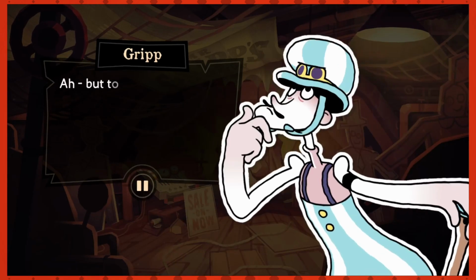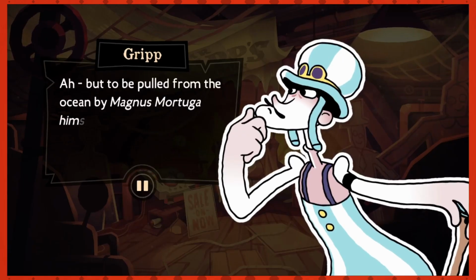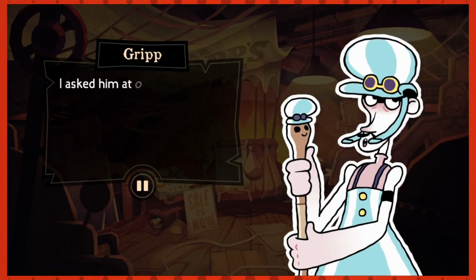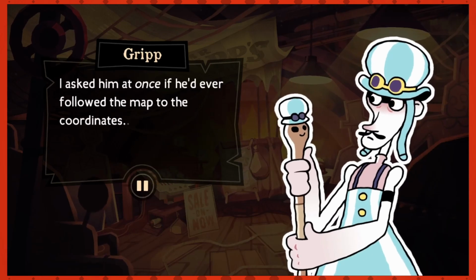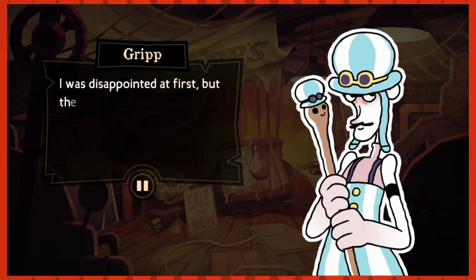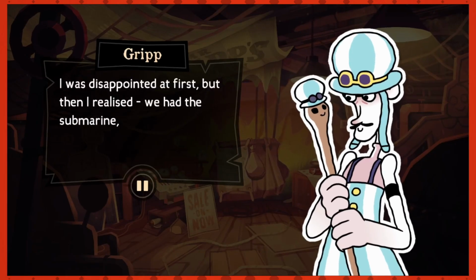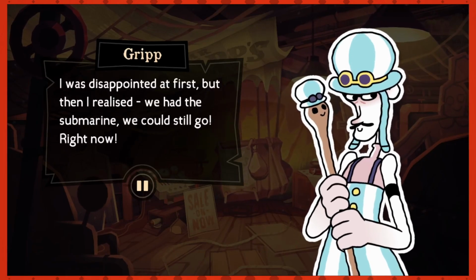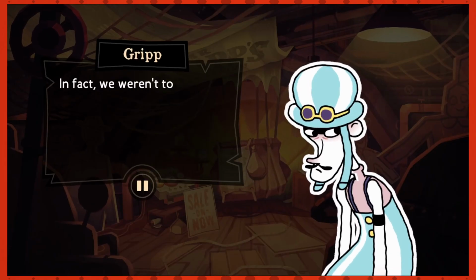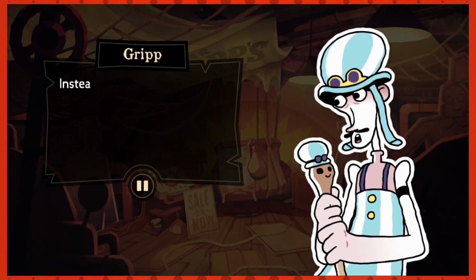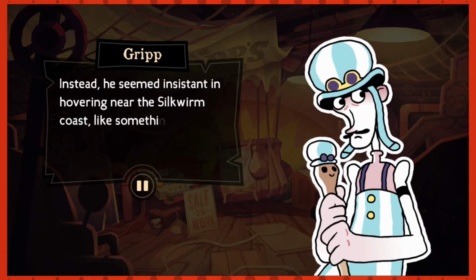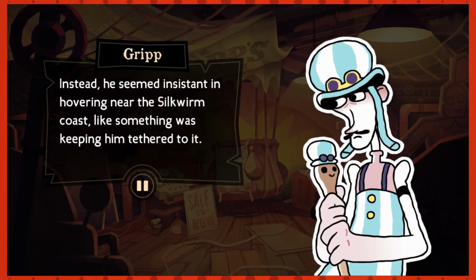Right. But to be pulled from the ocean by Magnus Mortuga himself, and to find that very same map laying on his desk. I asked him at once if he'd ever followed the map to the coordinates, and he said he hadn't. I was disappointed at first, but then I realized we had the submarine. We could still go, right now. But Mortuga told me we would be doing no such thing. In fact, we weren't to be navigating anywhere. Instead, he seemed insistent on hovering near the Silkworm Coast, like something was keeping him tethered to it.